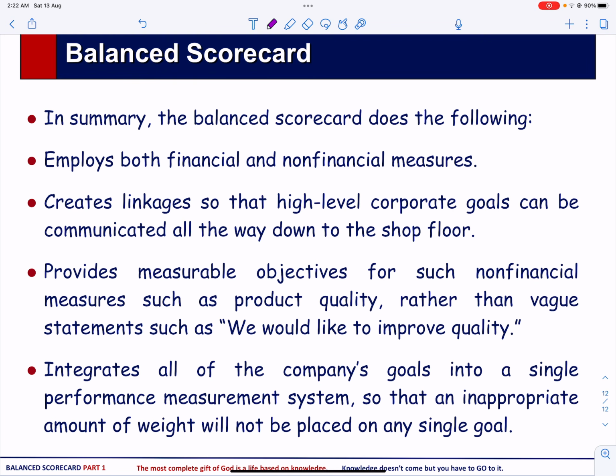So this completes our discussion on the balanced scorecard.